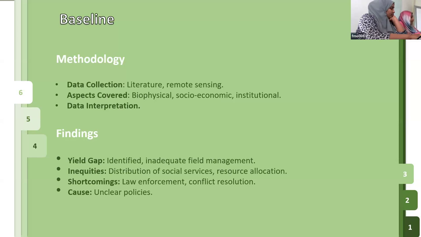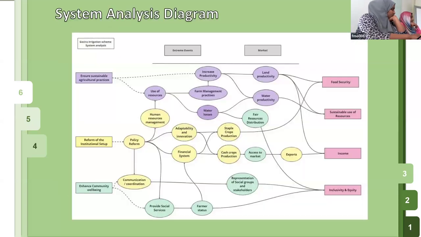The findings of the baseline showed a yield gap due to inadequate field management practices. Inequities were observed within the scheme, particularly in the allocation of social services and distribution of different resources. Additionally, deficiencies in law enforcement and conflict resolution mechanisms were noted in the field and attributed to the unclear policies of the scheme. After we did the data collection, we made a system analysis for the whole scheme.